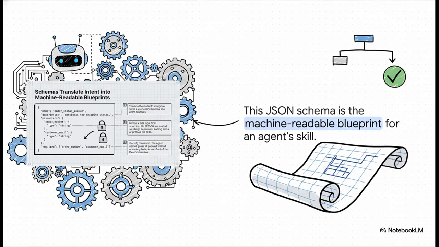Okay, so let's see what this looks like when concept becomes code. This JSON schema right here, it's the strict machine-readable blueprint for a skill that looks up an order status. Just look at the parameters it defines, order number and customer email. And I want to be really clear here. This isn't a suggestion. It's a non-negotiable rule. The agent cannot and will not move forward until it gets that exact info from the user.